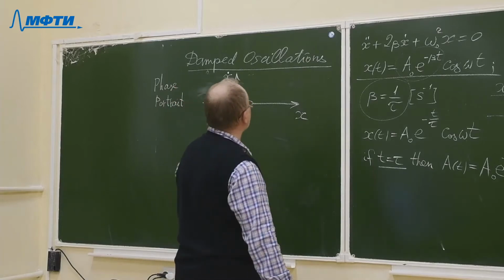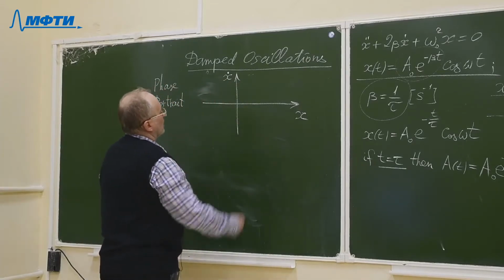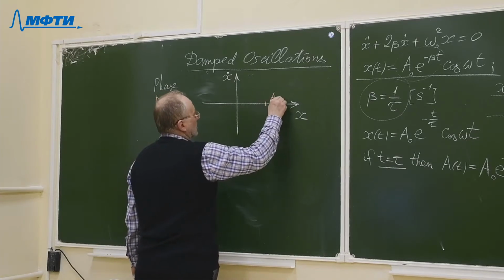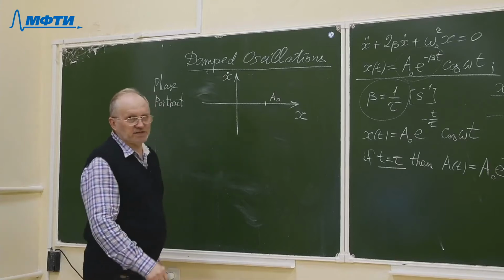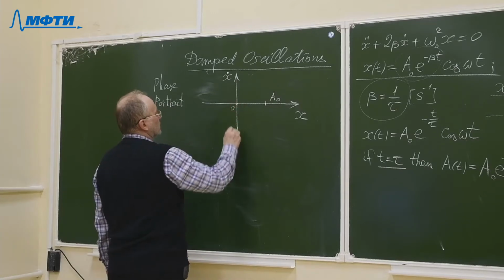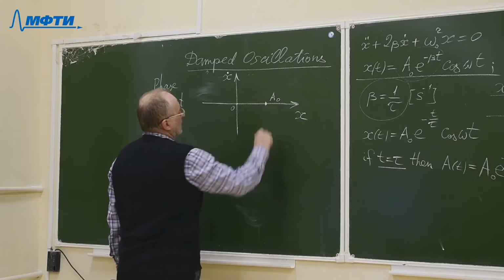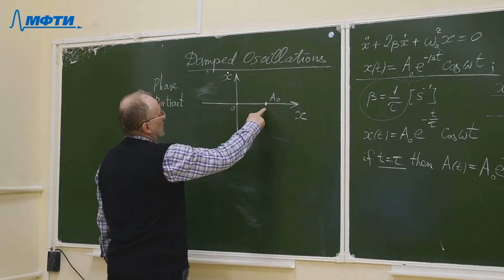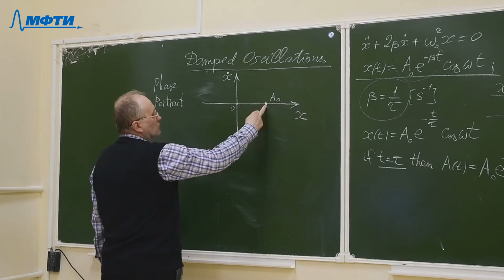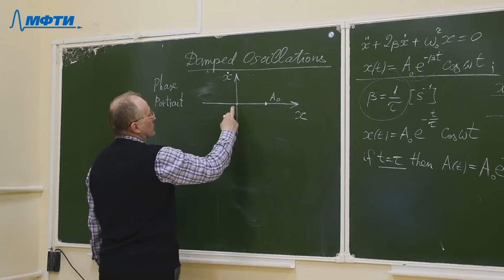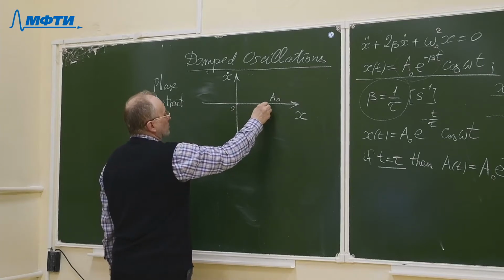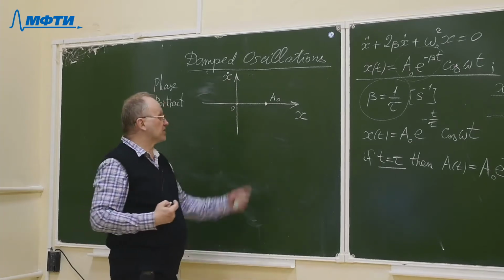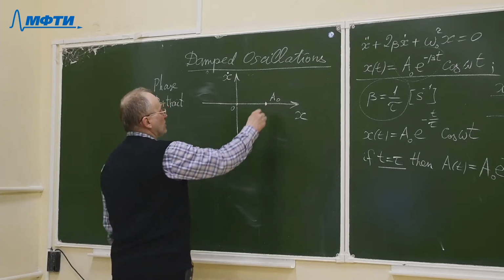Let's try to show the motion of the oscillating body on a phase portrait. So let it be the initial amplitude, the initial position of the oscillating body. It's displaced from 0. If we let this body move, the spring will try to return the body to the initial position of equilibrium. And the body will move to the equilibrium position, but the velocity will become negative because the initial position was positive. The velocity will become negative.